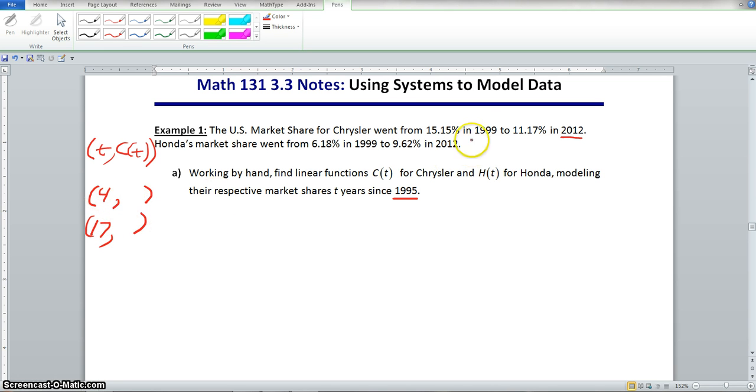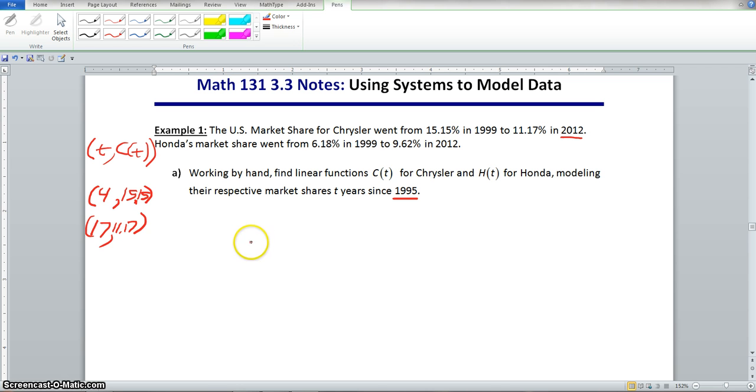Now we go to their percents. In 1999, the percent was 15.15%. So all you have to do is write 15.15. You do not have to write the percent sign. And then in 2012 it is 11.17. And remember, it's assumed to be a percent, so you don't have to write the percent sign.